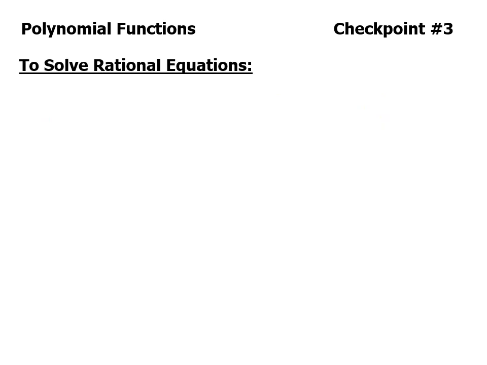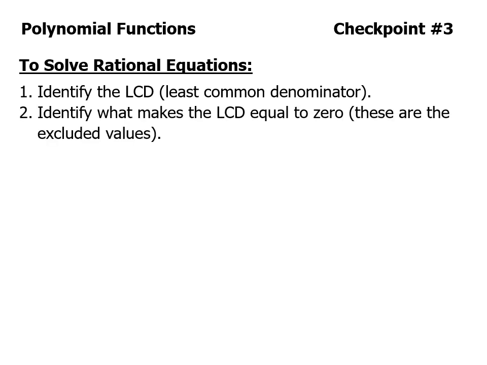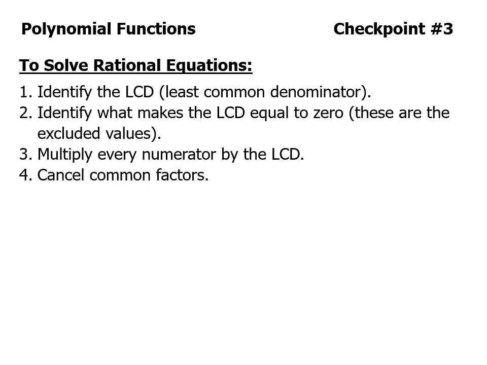And to solve rational equations, we first identify the LCD, or least common denominator. Identify what makes the LCD equal to 0. These are the excluded values. That means those are the values you can't allow x to equal. Multiply every numerator by the least common denominator. Cancel common factors, and then solve for x. And check your answers to make sure that they actually work.